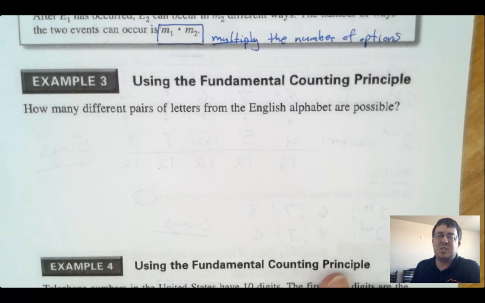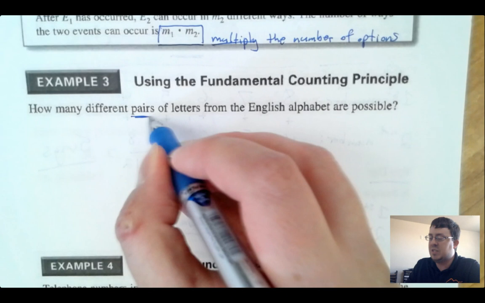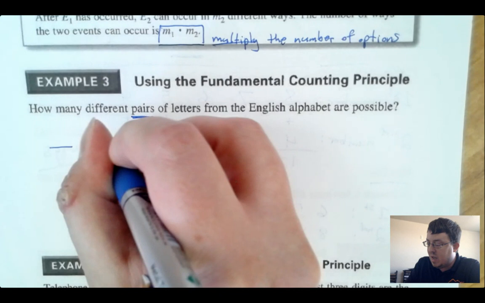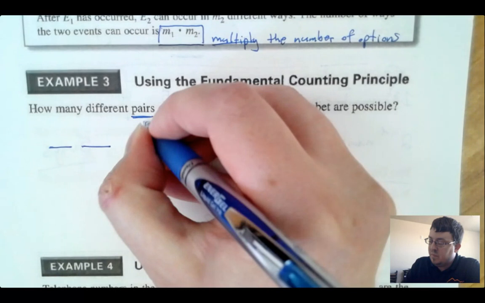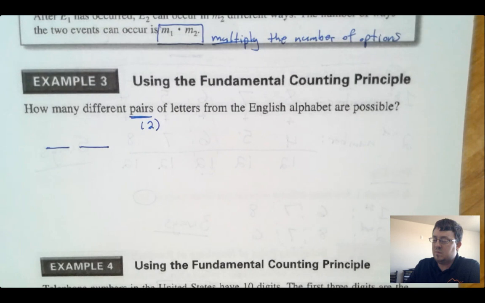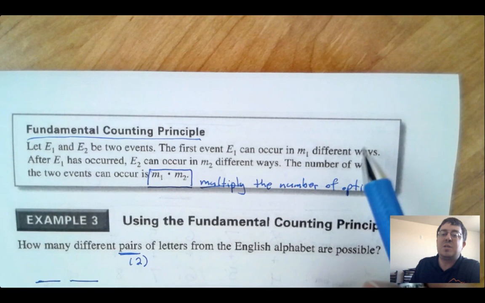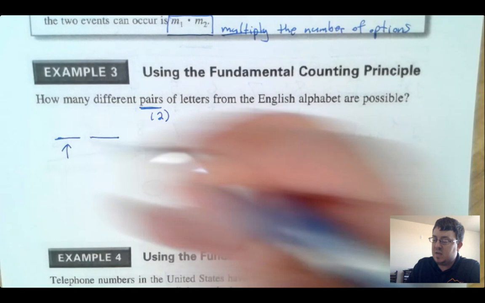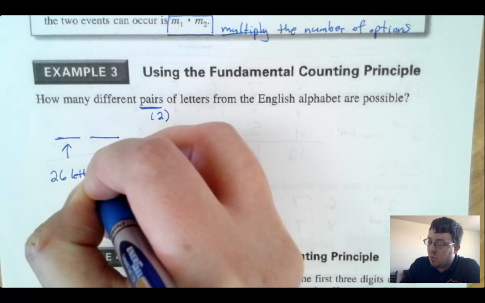So I want to figure out how many different pairs of letters from the English alphabet are possible. The way I like to set up these problems is I like to go ahead and draw out the things that are going to be selected in this one. There are two things. Pair means two. And I want two letters from the English alphabet, and I want to see how many different pairs there are. What I need to know from the fundamental counting principle then is how many different ways or different options I have for each of these two things. So I need to know how many letters are in the English alphabet, and there are 26 letters, which means I have 26 options for what could go there, A through Z.